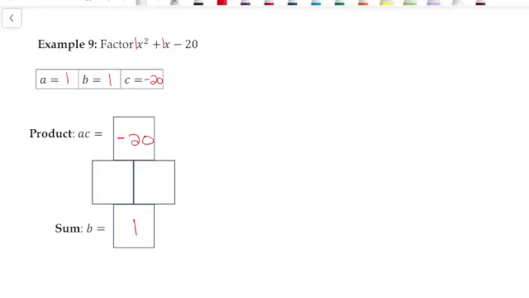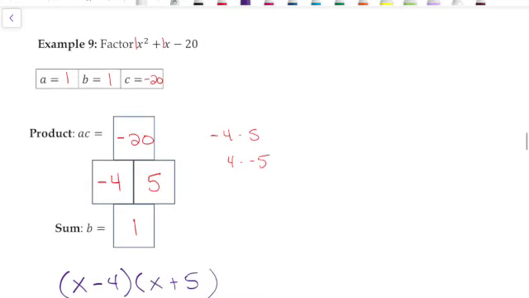All right, so what two things do you know of that multiply to be negative 20 and add to be 1? Well, it's probably going to be a 4 and a 5. So we've got negative 4 times 5, or we've got 4 times negative 5. Which one gives us a positive 1? And that is going to be the negative 4 and the 5. Okay, so that means that we get x minus 4, x plus 5. All right, so that's our answer.